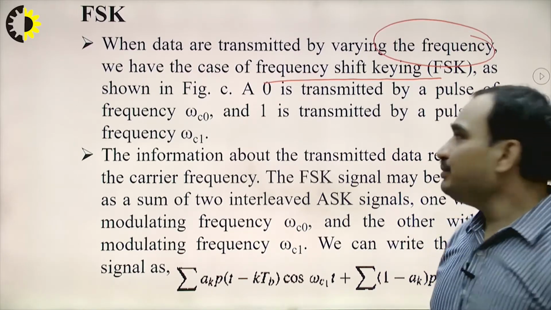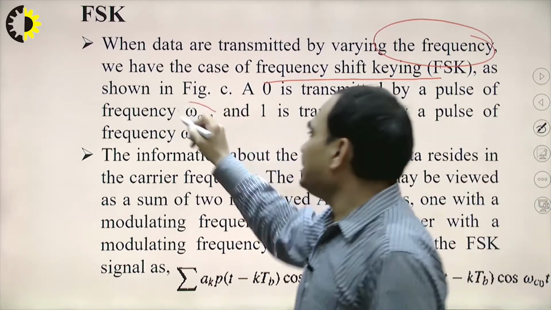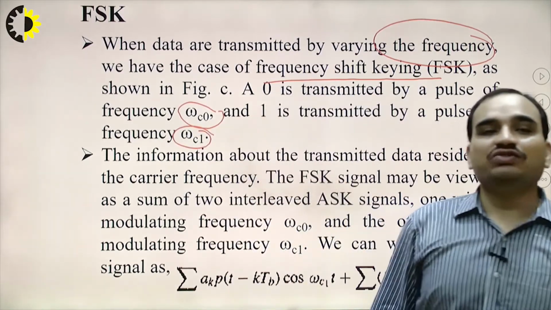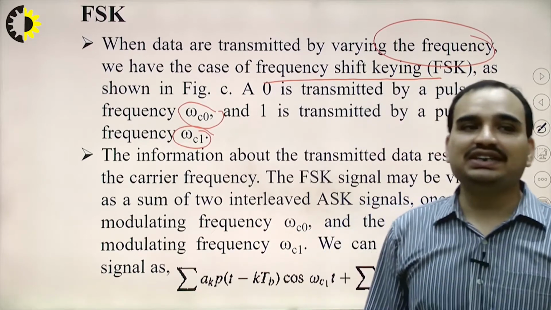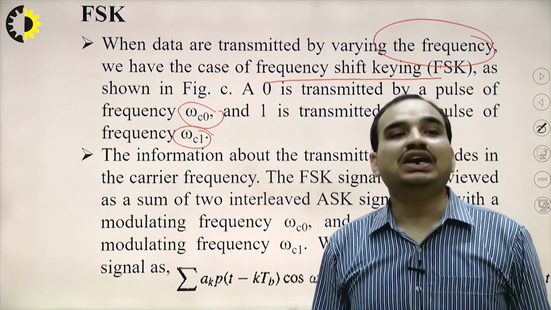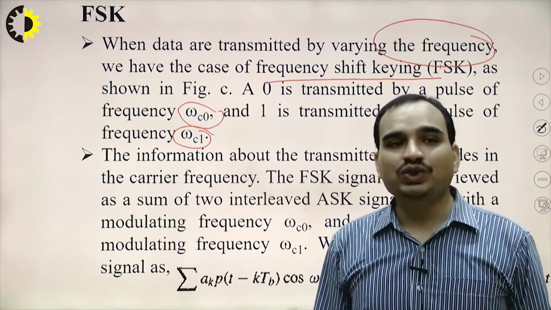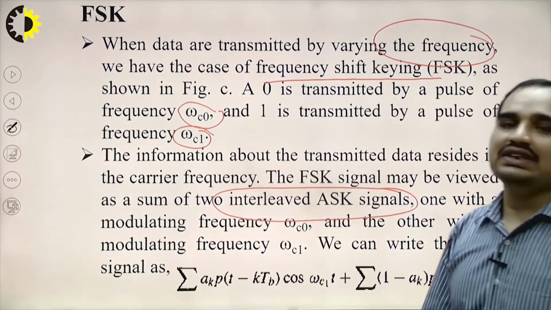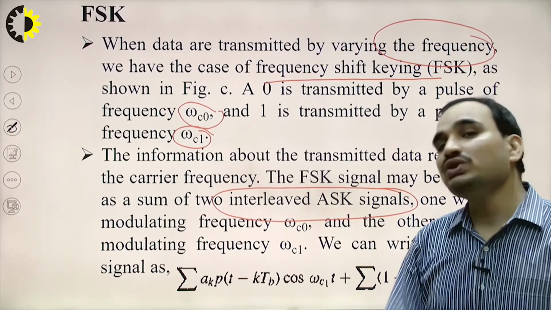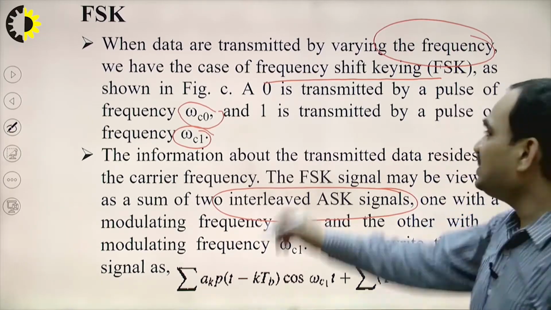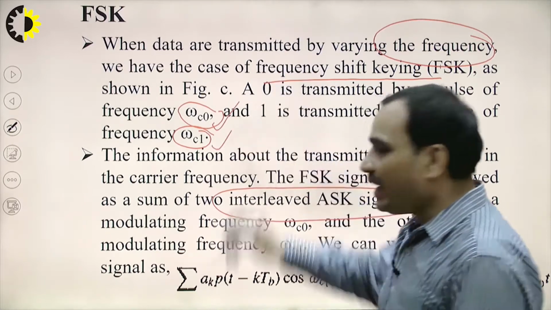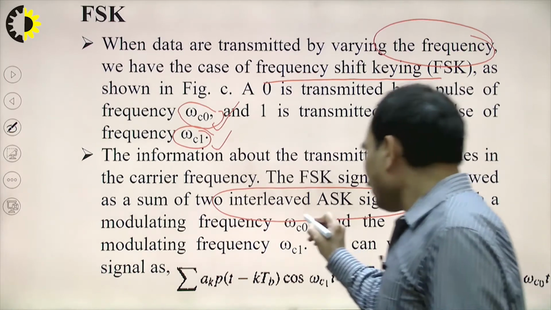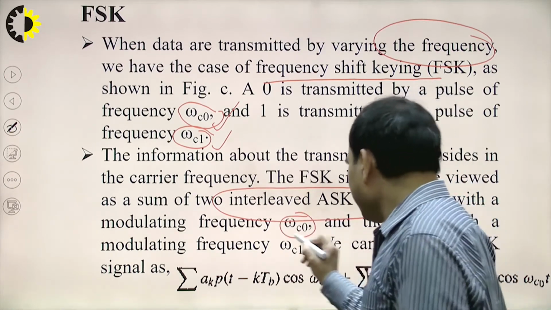0 is transmitted by the pulse omega C0, and 1 is transmitted by omega C1. So the information about the transmitted data resides in the carrier frequency, and the FSK signal can be viewed as a sum of two interleaved ASK signals, because we are representing two data levels by two different frequencies, that is omega C0 and omega C1. So one of the modulating frequencies is omega C0 and the other one is omega C1.